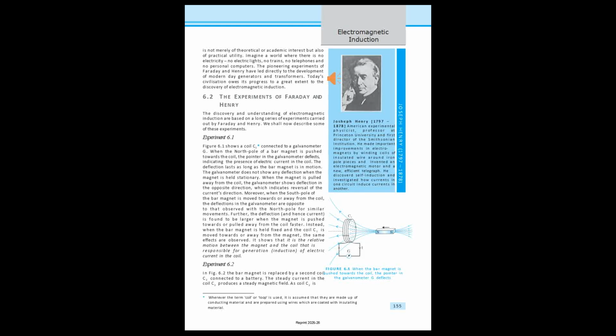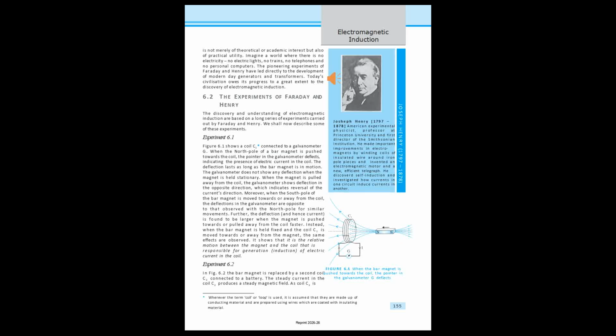The experiments of Faraday and Henry. The discovery and understanding of electromagnetic induction are based on a long series of experiments carried out by Faraday and Henry. We shall now describe some of these experiments. Experiment 6.1. Figure 6.1 shows a coil C1 connected to a galvanometer G. When the north pole of a bar magnet is pushed towards the coil, the pointer in the galvanometer deflects, indicating the presence of electric current in the coil.